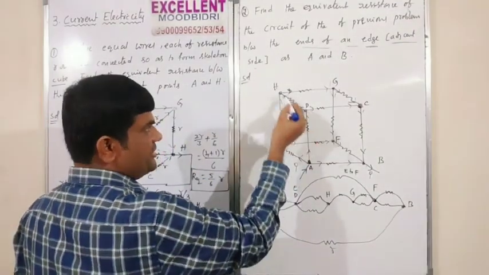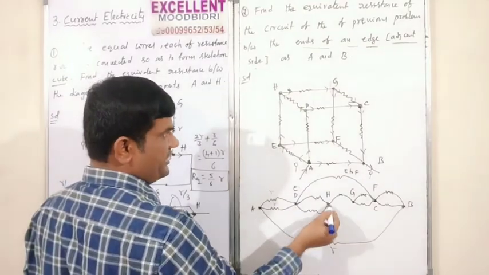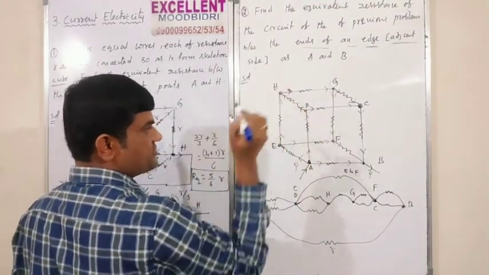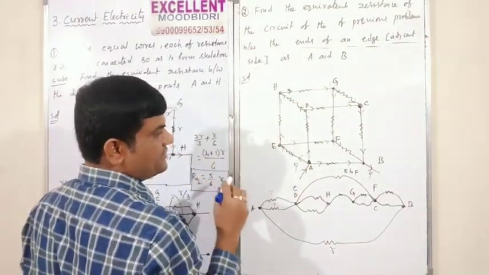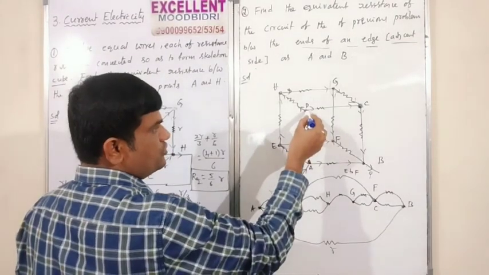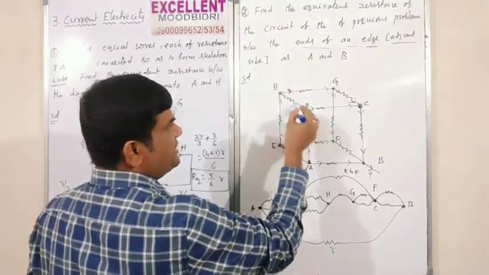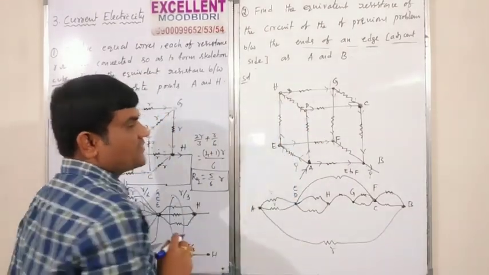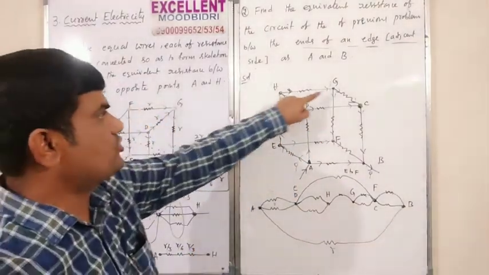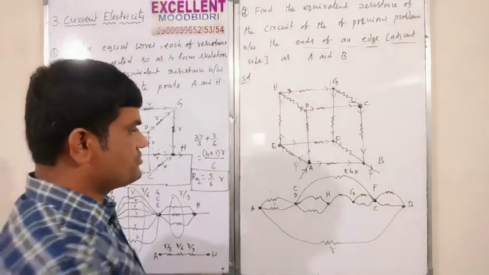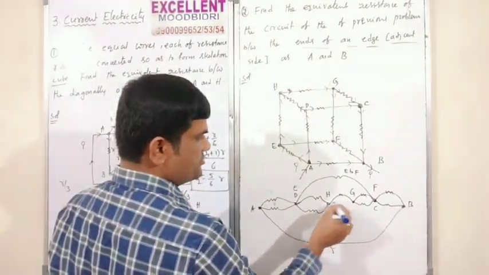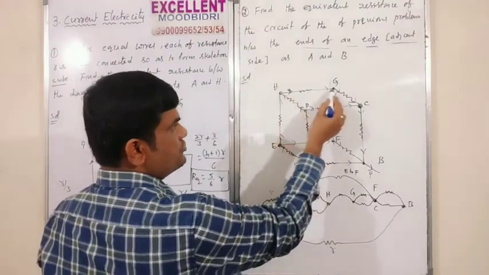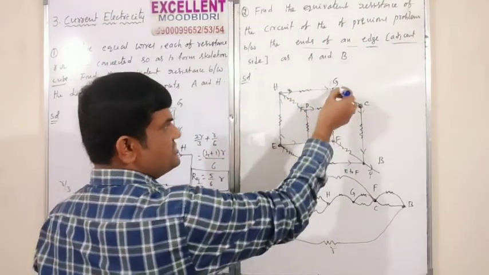So D to H, as well as where to where, D to H. Finish. D to H over. Next, from H to G. Just I have given here only H to G. Okay. Next, G to C.